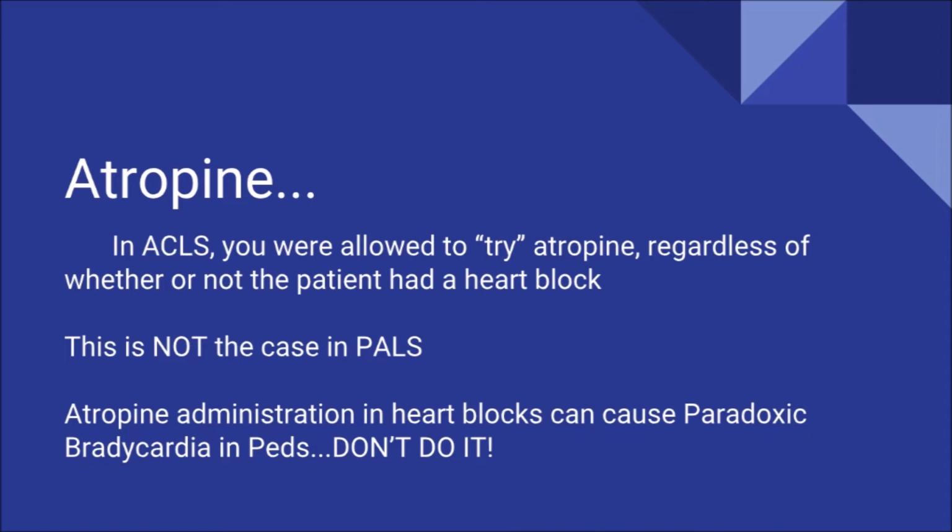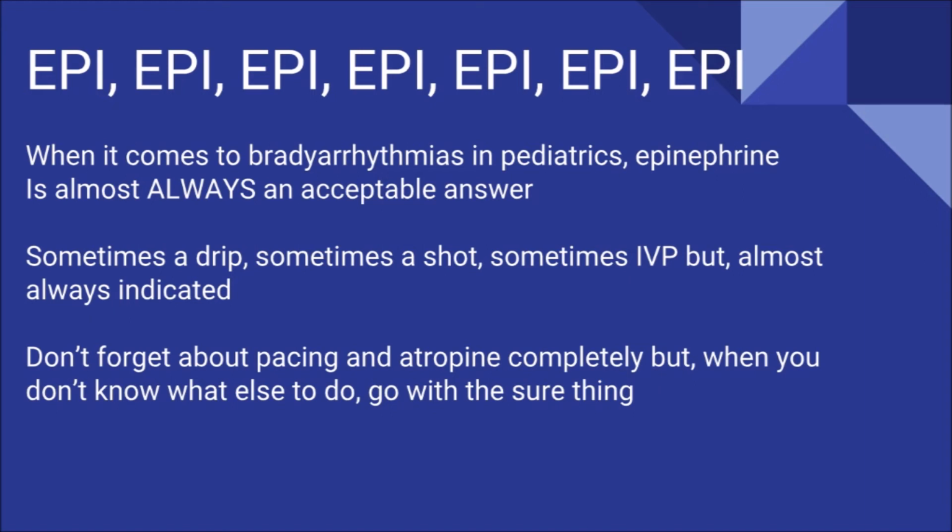It can cause paradoxic bradycardia. That is a real problem in children. When you have a chemically induced bradycardia, it is hard to treat. And then you're doing what I call making soup. You're adding other interventions on top of that atropine to try to undo the atropine, and that usually ends up poorly. So remember, epinephrine is your friend.